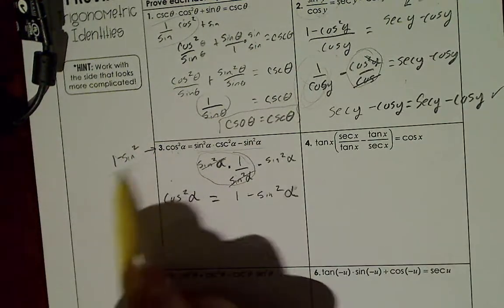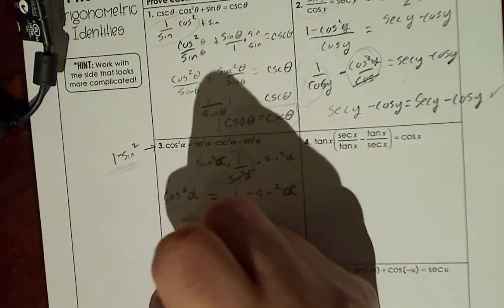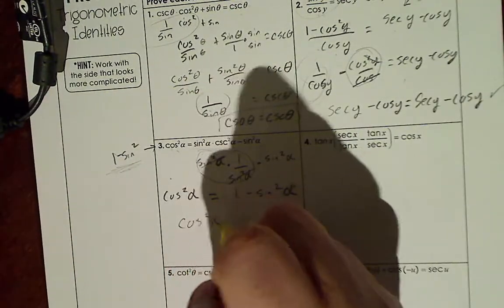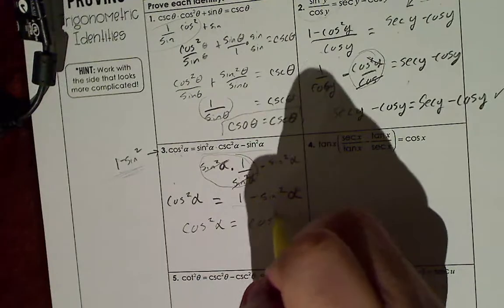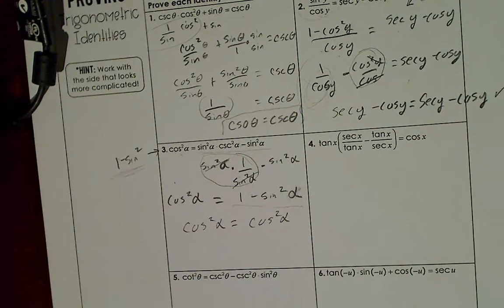And again, since I knew I was trying to get to this right here, and I see this sitting right here, then I know that this verifies out to the cosine squared of alpha, kind of like that. So again, different ways of doing it. That was probably the easiest way to do it.